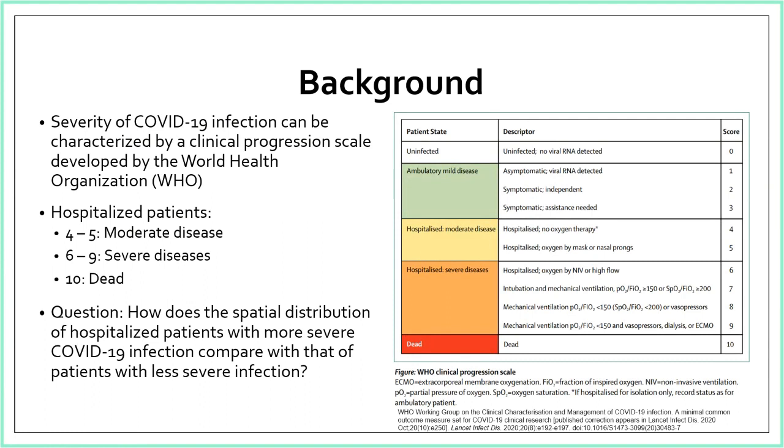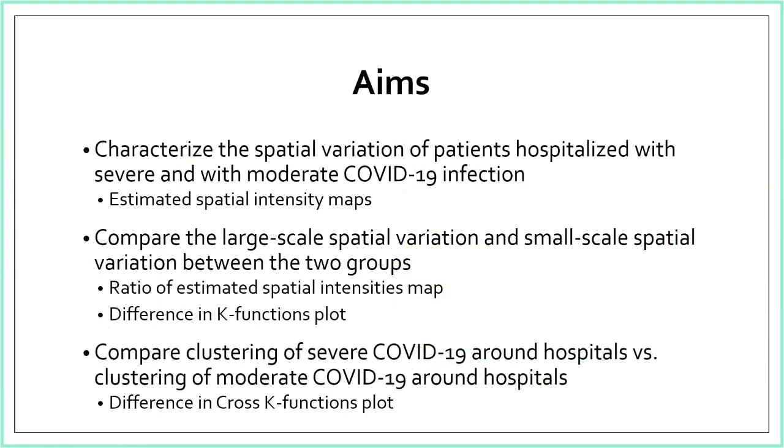So the question we asked was, how does the spatial distribution of hospitalized patients with more severe COVID infection compare with that of patients with less severe infection? Our aims were to characterize the spatial variation of patients hospitalized with severe and with moderate COVID infection. This was done through maps of estimated spatial intensity.